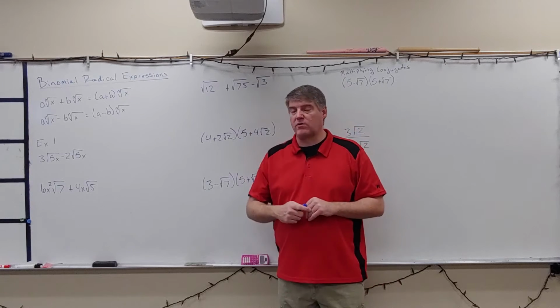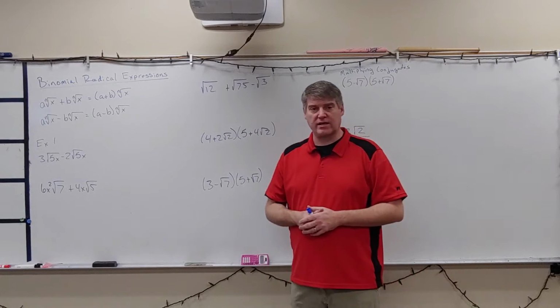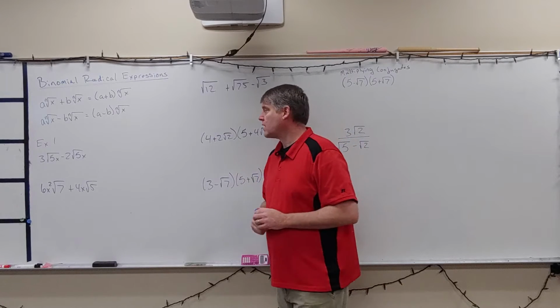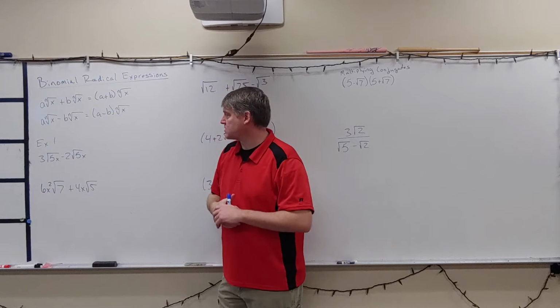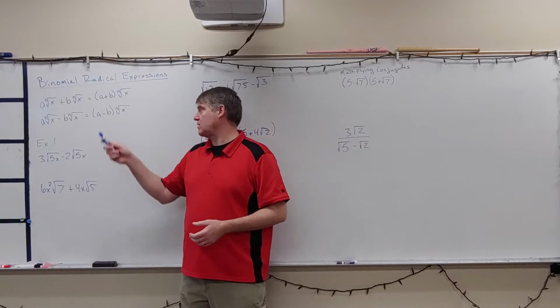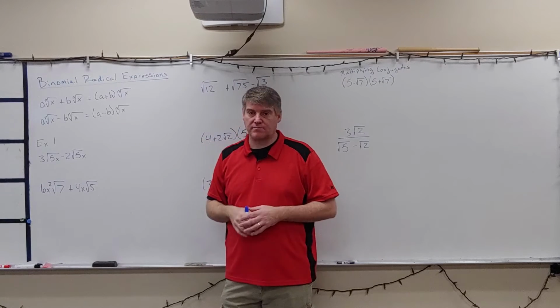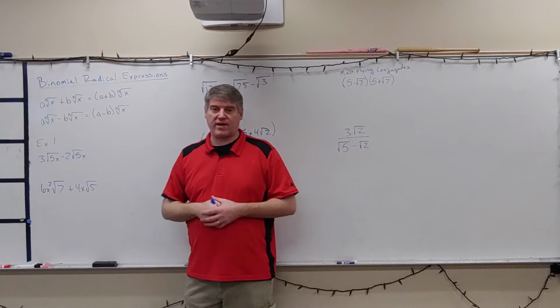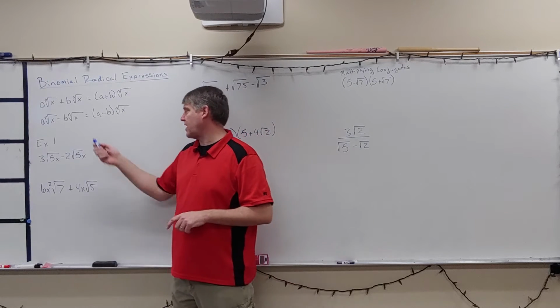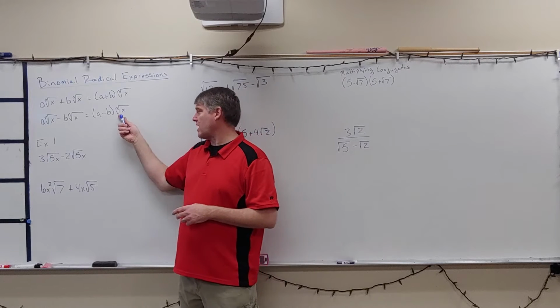All right, we're going to look at binomial radical expressions. So we're kind of going to be looking at adding and subtracting radicals. If I have a times the nth root of x plus b times the nth root of x, that's going to equal the quantity a plus b times the nth root of x. And then if I have a times the nth root of x minus b times the nth root of x, that's going to equal the quantity a minus b times the nth root of x.